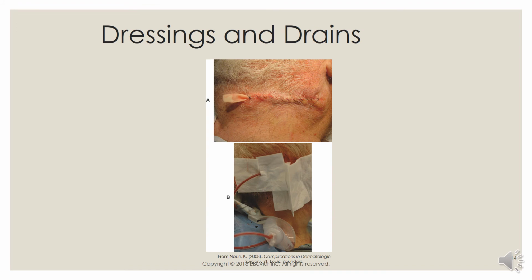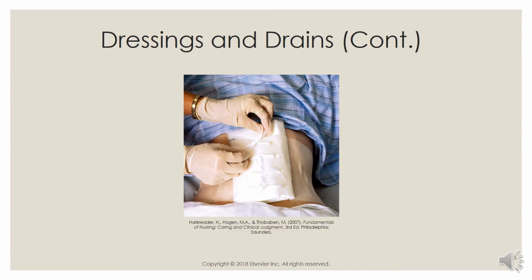All right, let's look at these. At the top, you're going to see a Penrose drain, A. That's a Penrose drain. And then another type of drain is a JP drain, and that's B. JP stands for Jackson Pratt drain. All right, this is just some more. This is kind of a stay. You see how these have the big stays there in the middle, kind of to help that wound stay closed there.